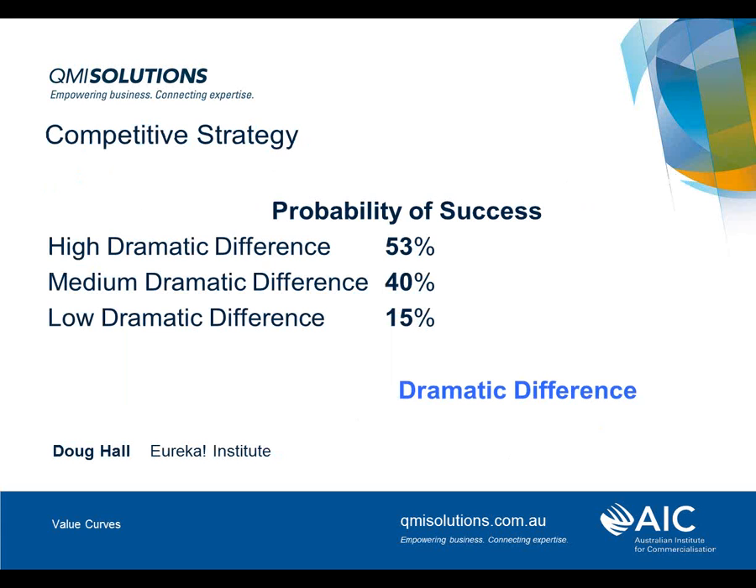Competitive strategy, according to Doug Hall out of the Eureka Institute in the USA, actually requires that your success is improved by the addition of three things. In this case, they did some research and found that if your product offering has a high dramatic difference to your competitors, you got 53% better chance of success. So dramatic difference to your competitors is important.